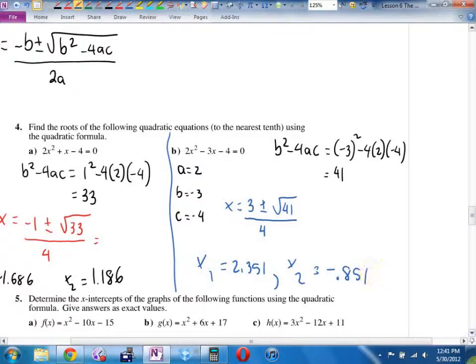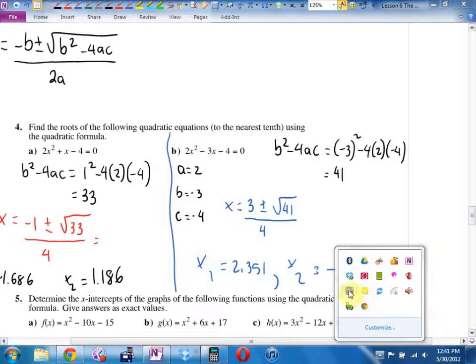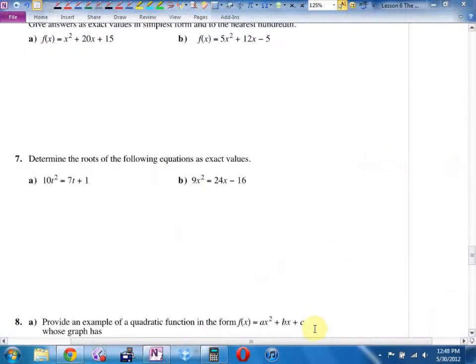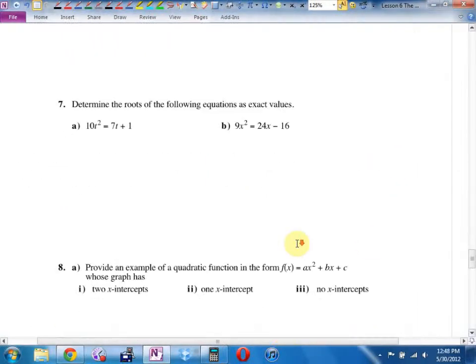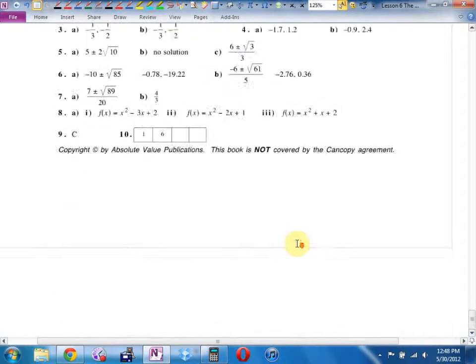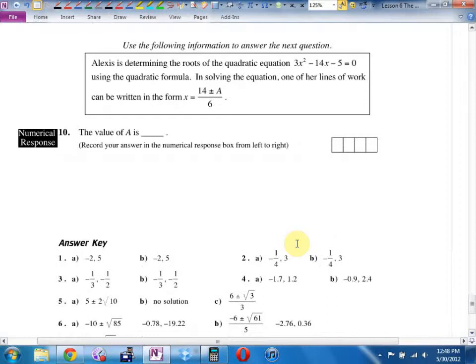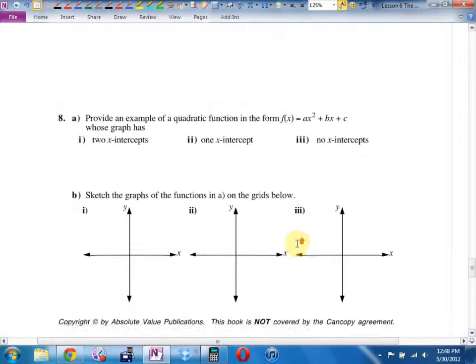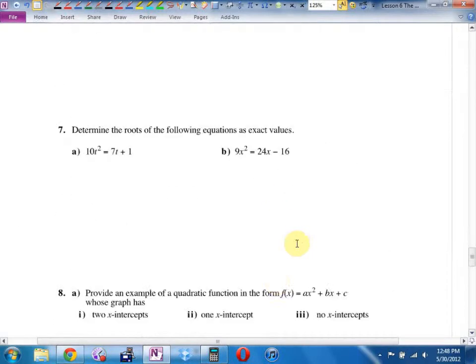Okay, so it's probably a typing issue. So don't clear your calculator. Number 7. And let's do 7A.